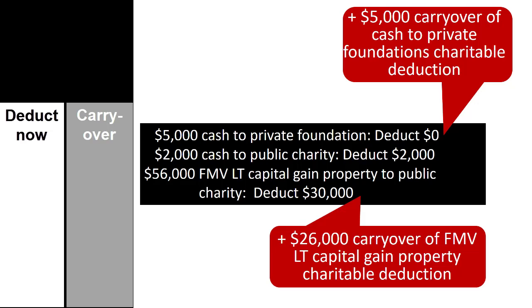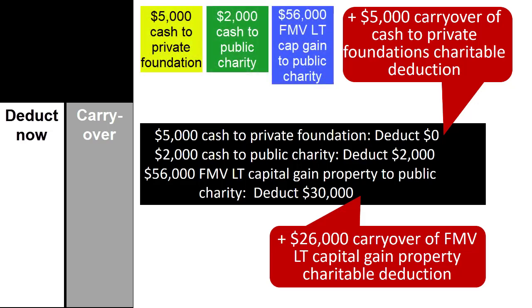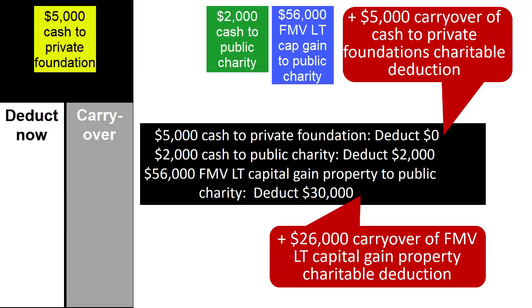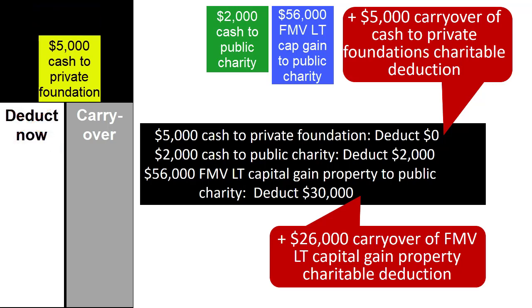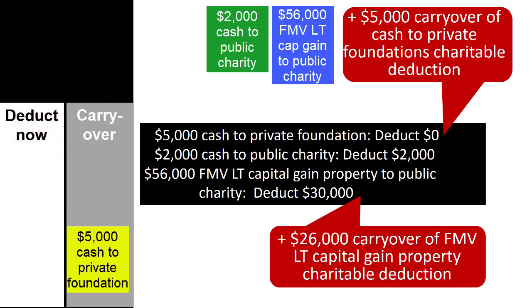Returning to the three categories of gifts made by the donor during the year, the $5,000 of cash given to private foundations generated no deduction for this year, but did generate $5,000 of carryover deductions for future years. That $5,000 of carryover deductions will, in future years, still be treated as deductions for gifts of cash to private foundations. Thus, in order to be used, these carryover deductions must be able to fit into the relevant income limitation classes for the future years.